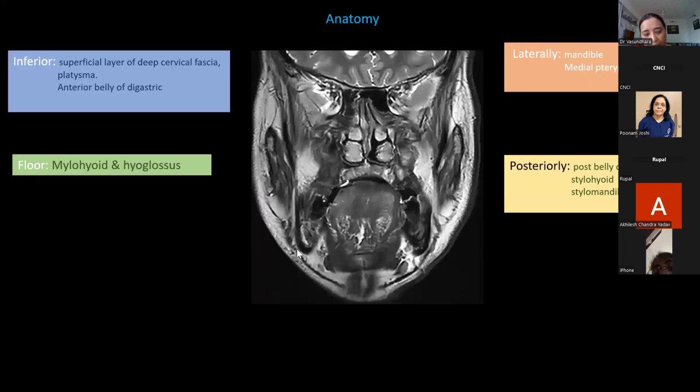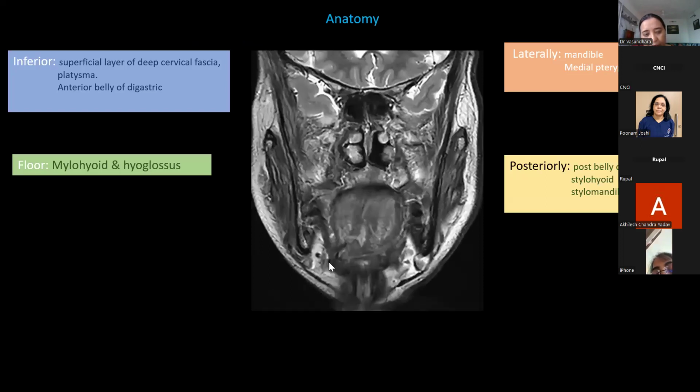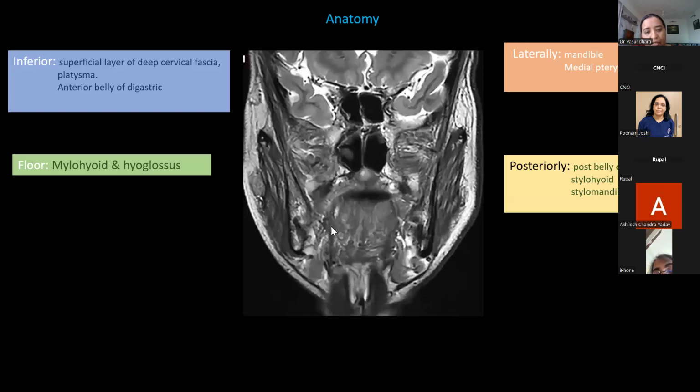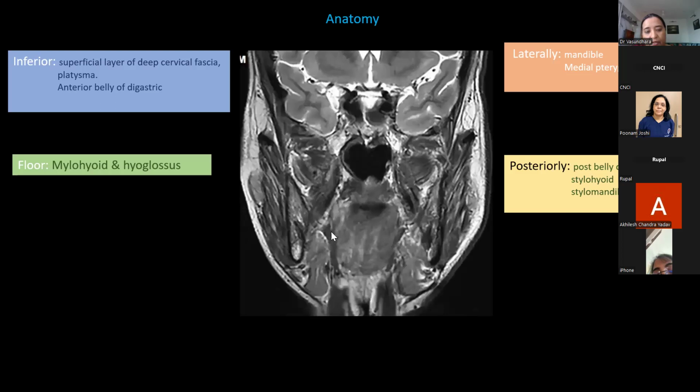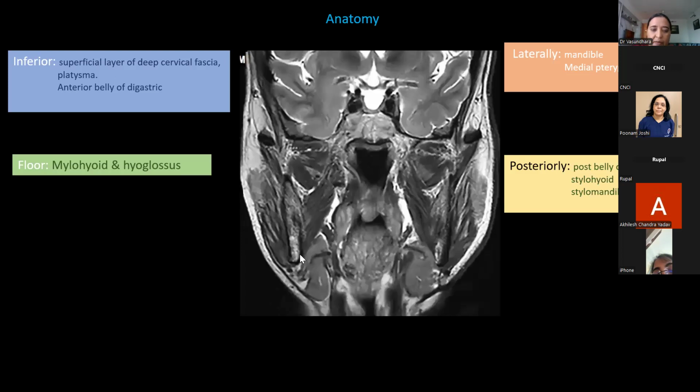Coming up to the coronal anatomy, inferiorly lies the platysma and the fascia, the belly of the digastric muscle, the mylohyoid, and posteriorly the hyoglossus. So these are the medial relations of the submandibular gland. The lateral relation is the ramus of the mandible and the medial pterygoid.